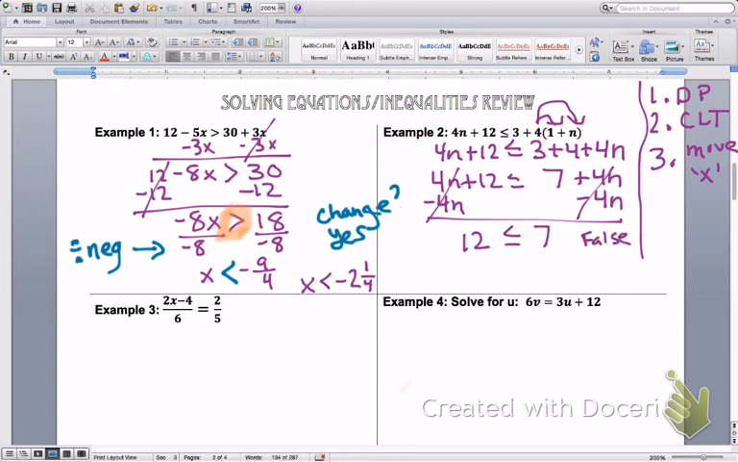Therefore, do we have no solutions or all real numbers or infinite solutions? And since it's a false statement, we have no solution. And we are done with this one. All right, let's move on to the next one.